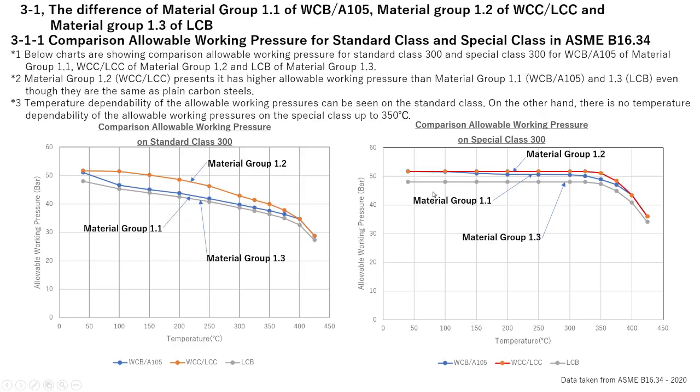The allowable working pressure for material group 1.3 is still a lower value than the other two materials. But the three material groups indicate a constant value up to around 350 degrees Celsius. At 350 degrees Celsius and above, with increasing temperature, the allowable working pressure decreases rapidly.